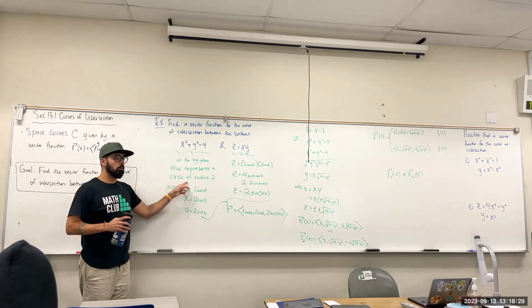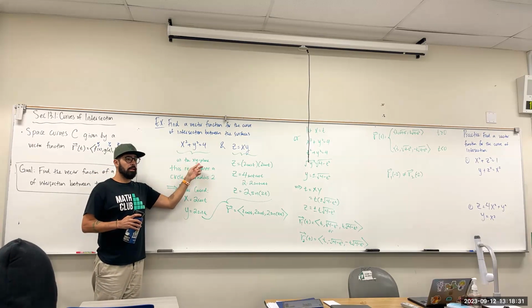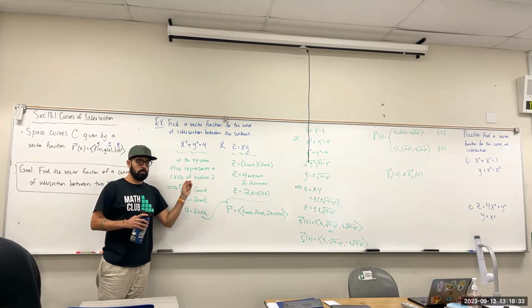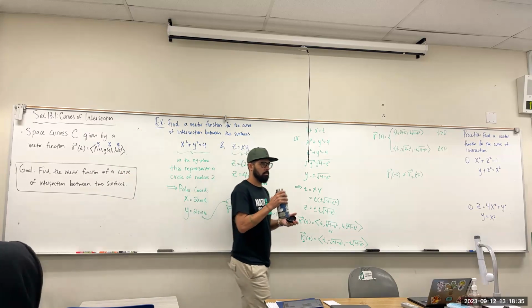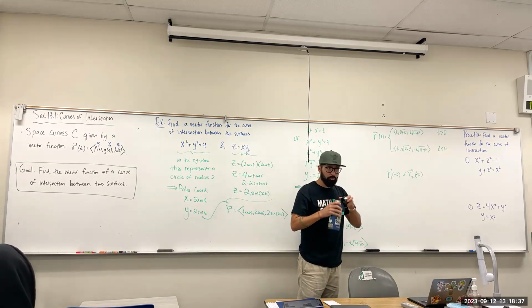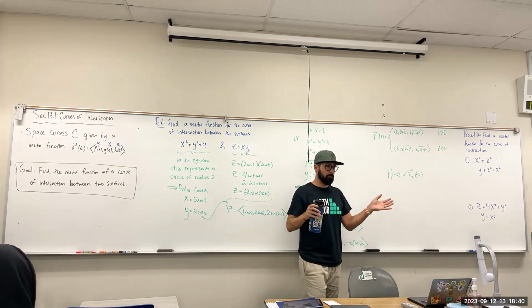Remember, we were able to do polar coordinates because on the XY plane, it was a circle, radius 2. It was on the XY plane, okay? It could be possible for another plane for that to happen.